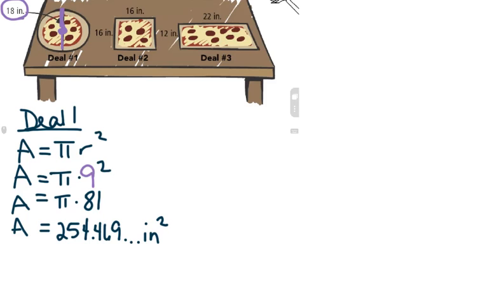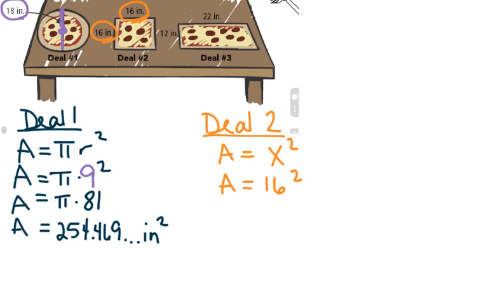So let's move on to deal 2, which is a square. And the area of a square is length times width, which is the same thing. So we could also say x squared or side squared. So the area of the square pizza is 16 squared. And if you type that into your calculator, you get 256. So the area of the pizza in deal 2 is 256 square inches.